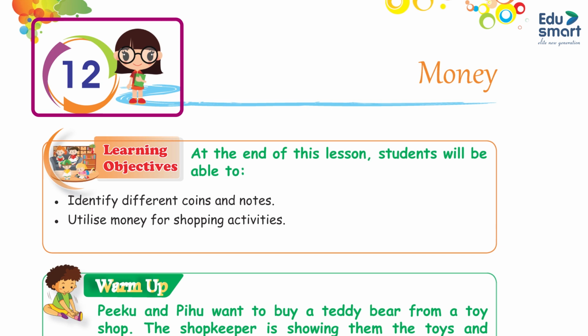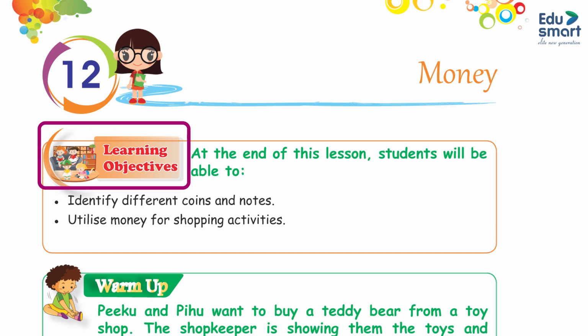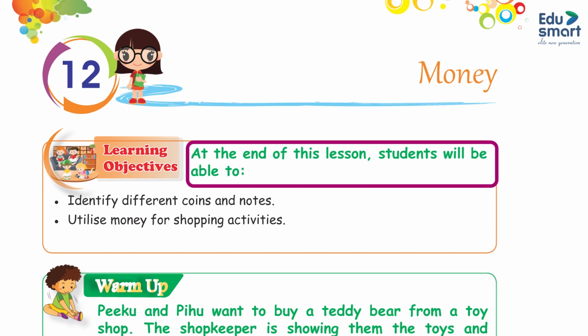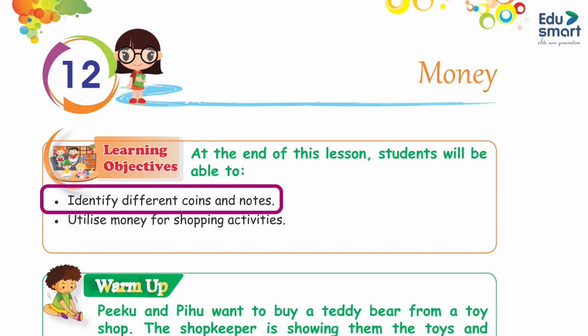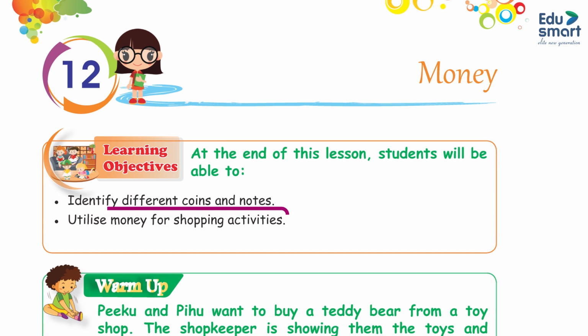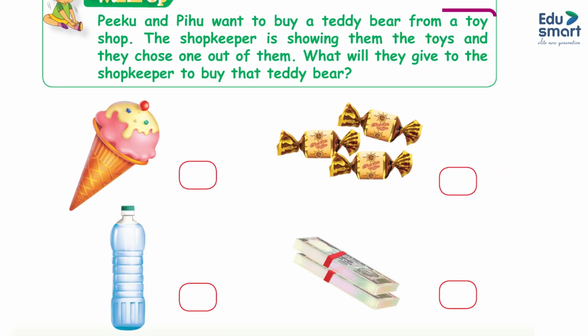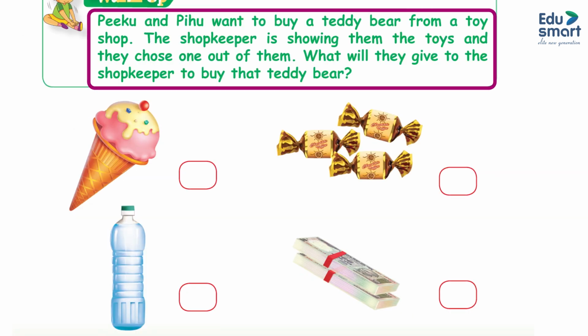Chapter 12: Money. Learning Objectives. At the end of this lesson, students will be able to identify different coins and notes, and utilize money for shopping activities. Warm up. Piku and Pihu want to buy a teddy bear from a toy shop.